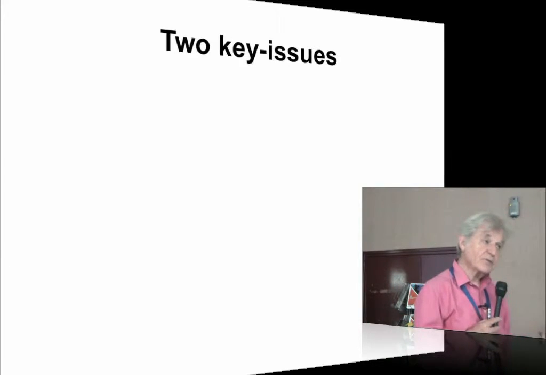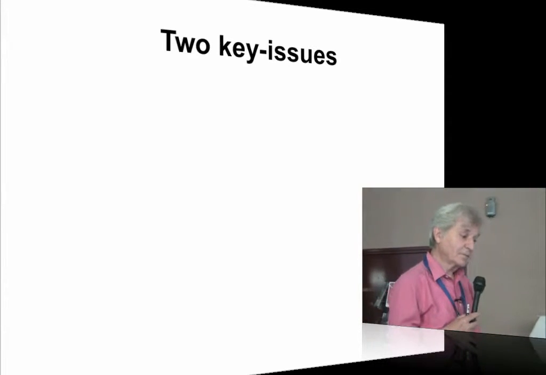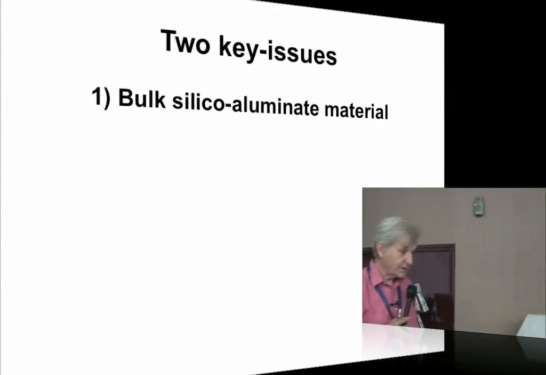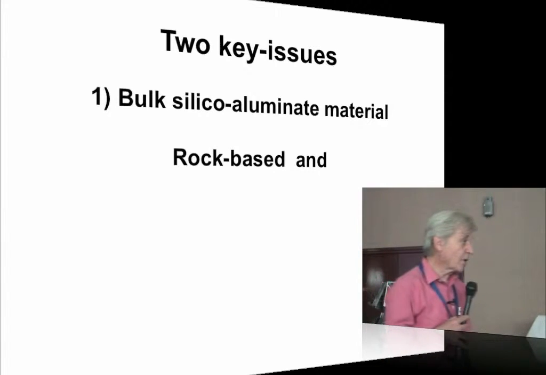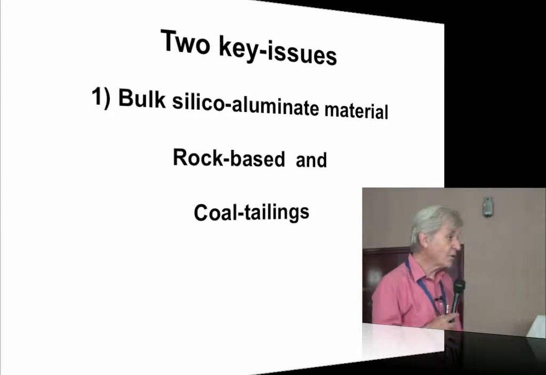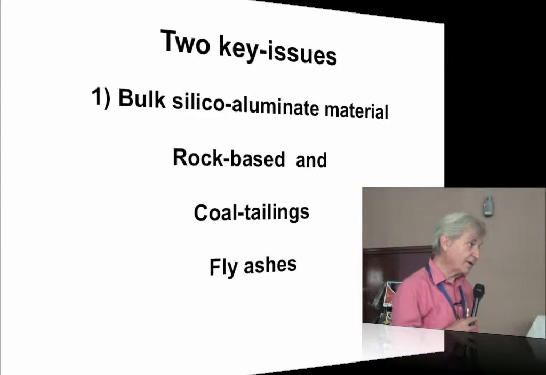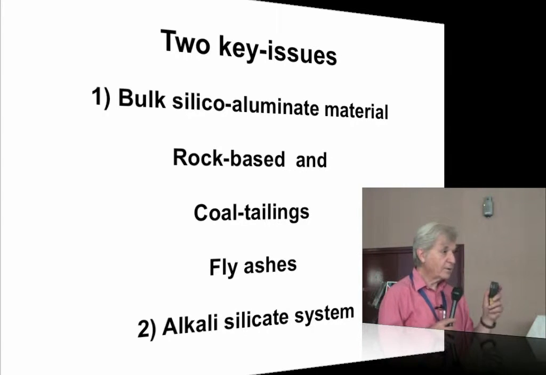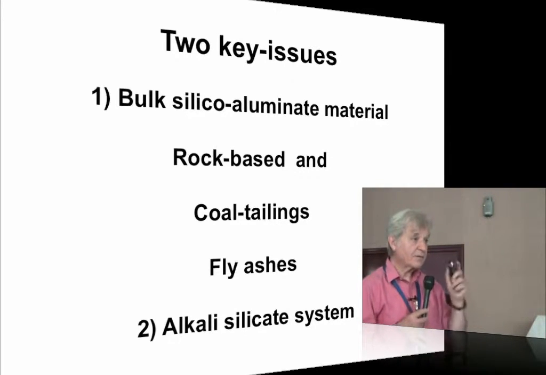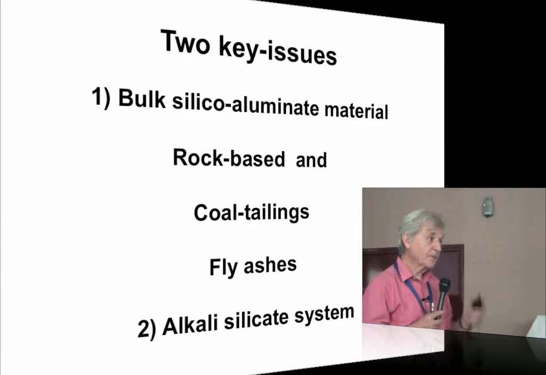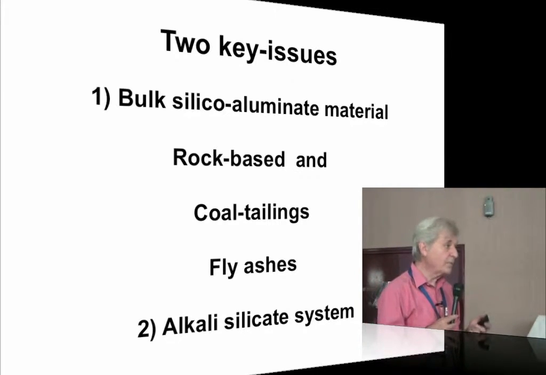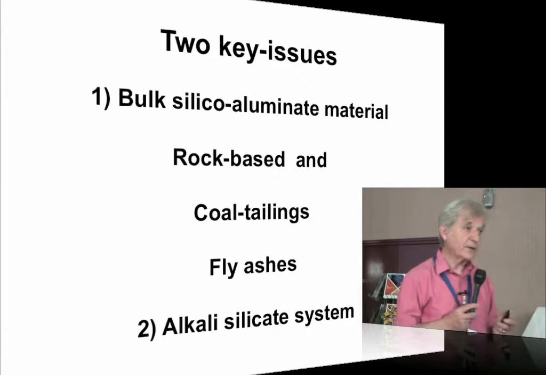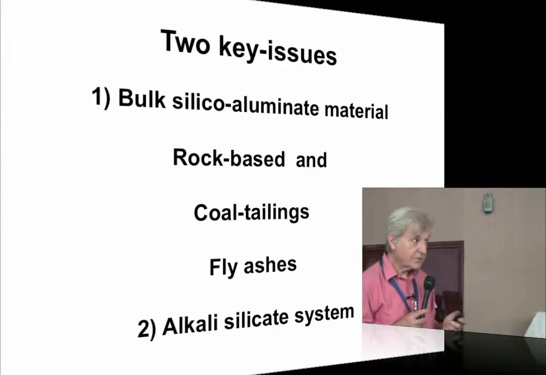So we have two key issues in order for mass production. We have to think in terms of millions of tons. We need to have the aluminosilicate material in good quantities, and these must be rock-based geology, coal tailings, fly ashes, fine. And we have to have the alkali system that is working. Remember, we are making a user-friendly system, which can only be achieved when we start with silicates and not with pure alkali. Otherwise, it is user-hostile.